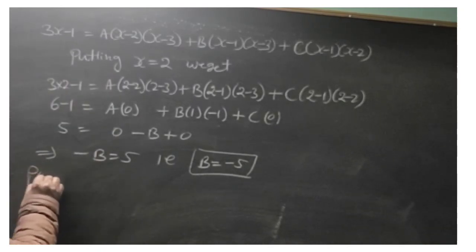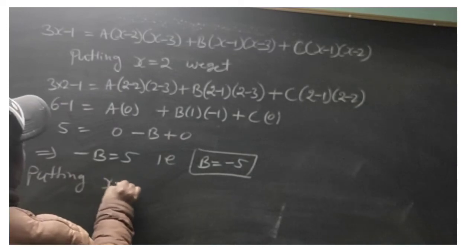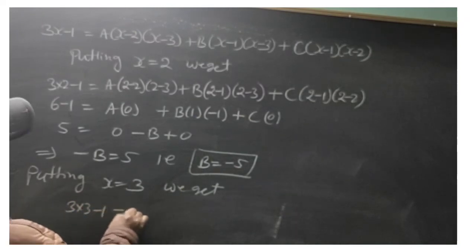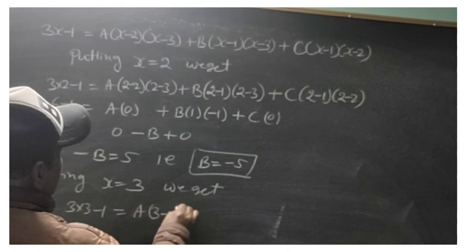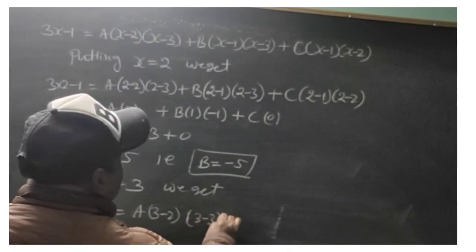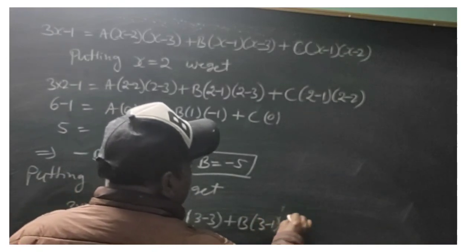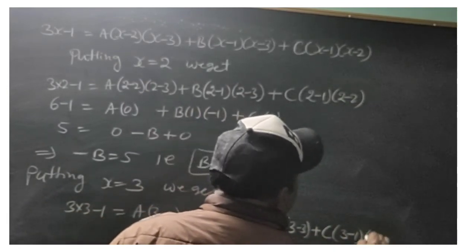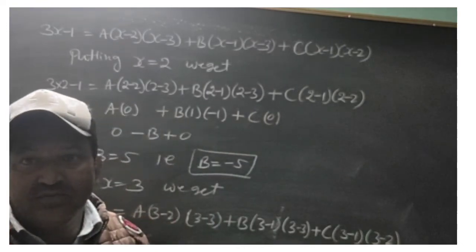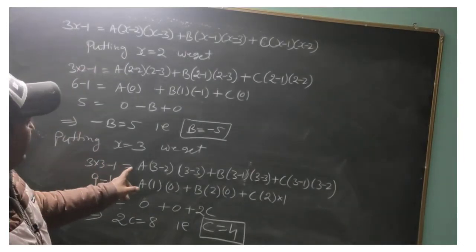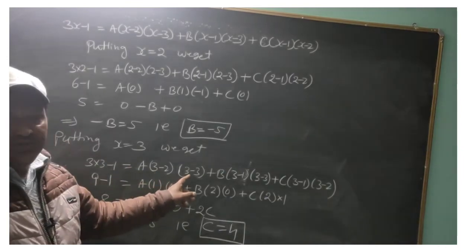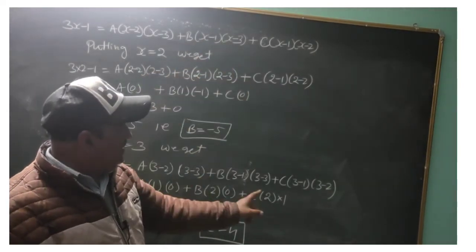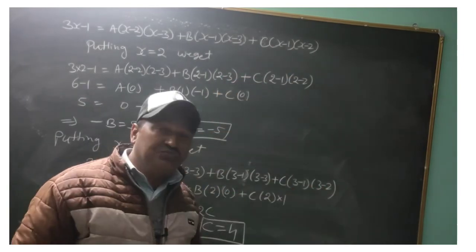And again putting x is equal to 3, we get 3 into 3 minus 1 is equal to A into 3 minus 2 into 3 minus 3 plus B into 3 minus 1 into 3 minus 3 plus C into 3 minus 1 into 3 minus 2.